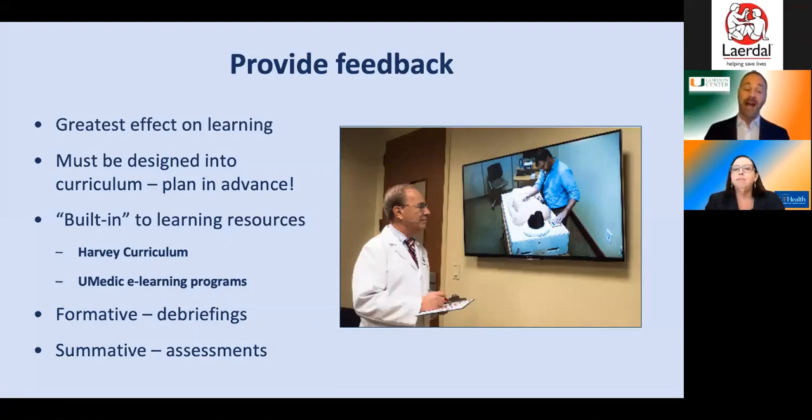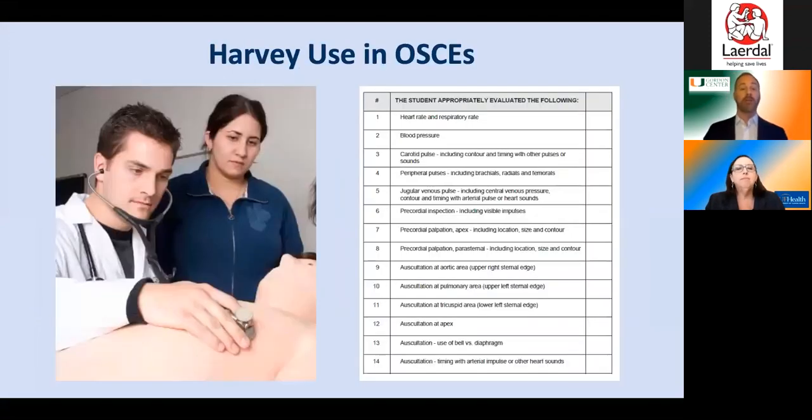So you can be doing this either in formative sessions where the instructor would observe and then debrief the student on how they did, or you can also use Harvey for more summative assessments and decision-making, such as passing or failing a given course or year of instruction. Harvey has been used extensively, not only in our own institution, but elsewhere in OSCEs, Objective Structured Clinical Exams. This is an example of a checklist that we provide in the instructor guide, which you could, of course, adapt to your own assessment purposes.